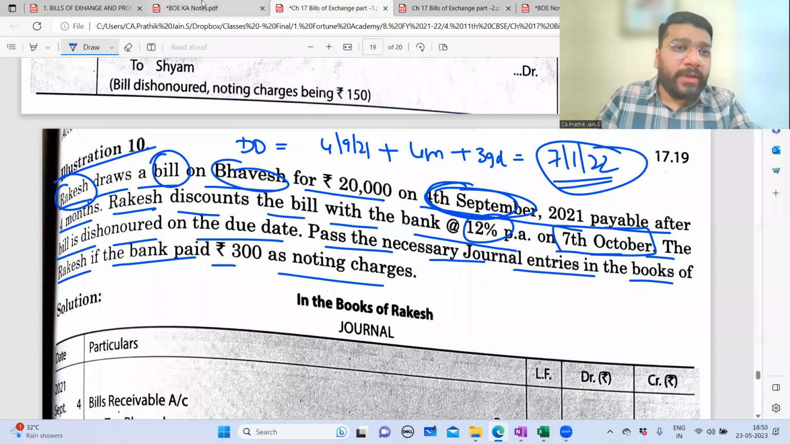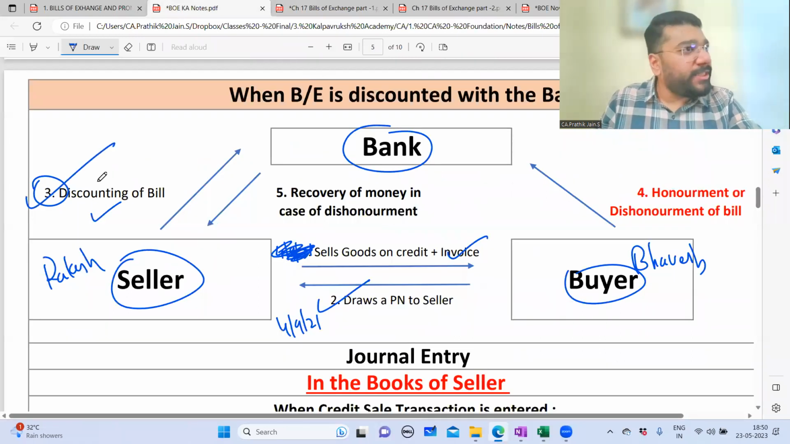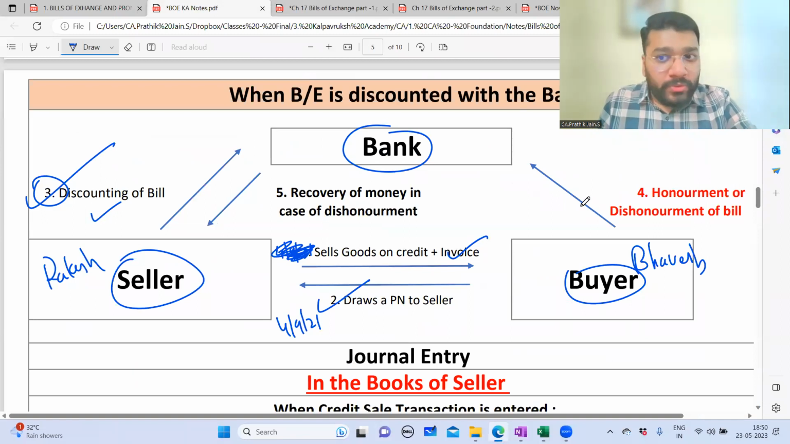Now, guys, coming back to the diagram. So what happens? The third transaction is done. What is the fourth transaction? The banker will go to the buyer on the due date and collect the money. Is the buyer honoring the bill? No. So the buyer has dishonored the bill.